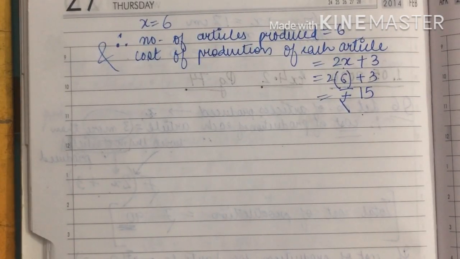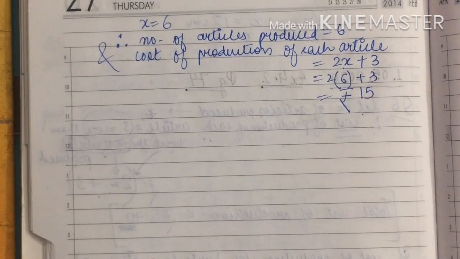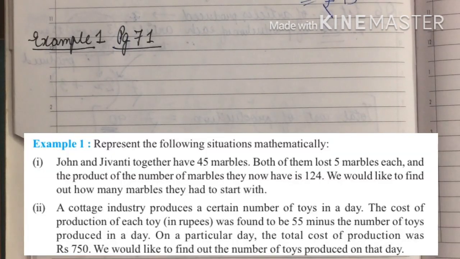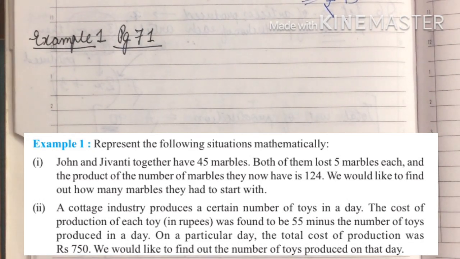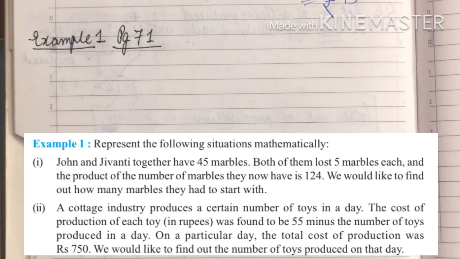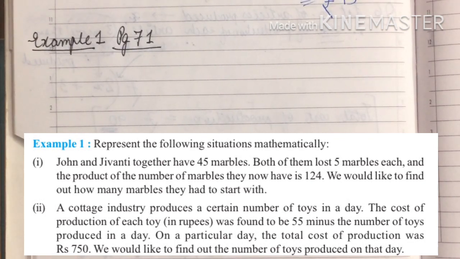Now let's go to question number 2 of the exercise, where we have to solve the problems given in example number 1. Example number 1 on page number 71. The first part is John and Jivanti together have 45 marbles. So there are some marbles with John, some marbles with Jivanti. The total number of marbles is 45. Both of them lost 5 marbles each, and the product of the number of marbles they now have is 124. We would like to find out how many marbles they had to start with.